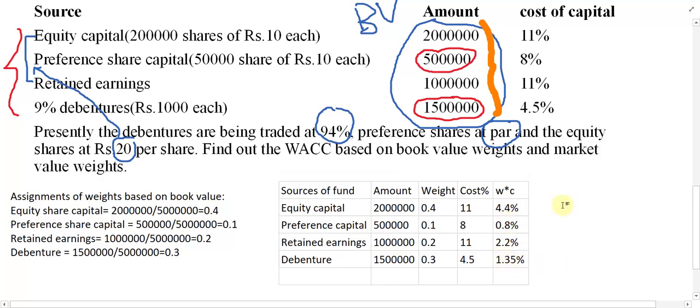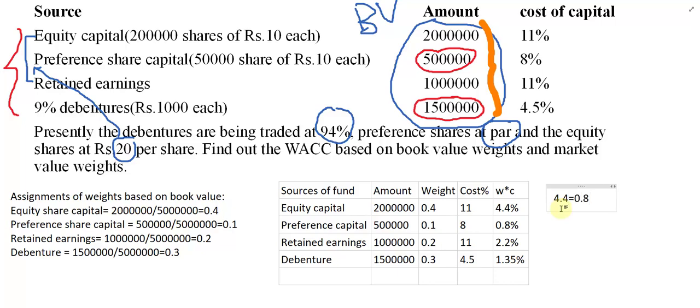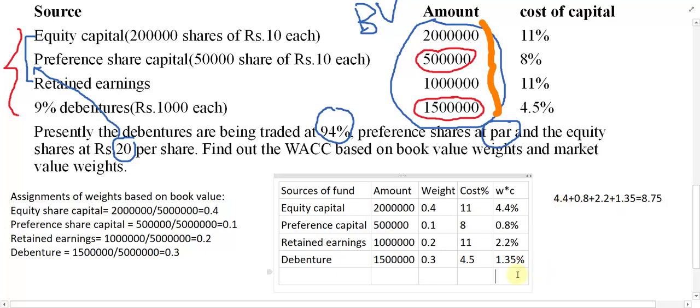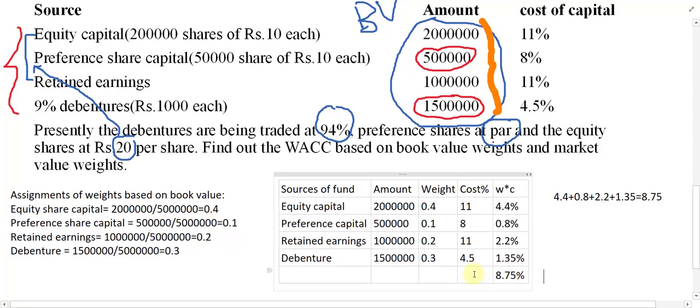Now please find out the total of all. 4.4 plus 0.8 plus 2.2 plus 1.35 is equal to 8.75. So 8.75 is basically the weighted average cost of capital. Here you can mention, for example, this is equal to WACC.